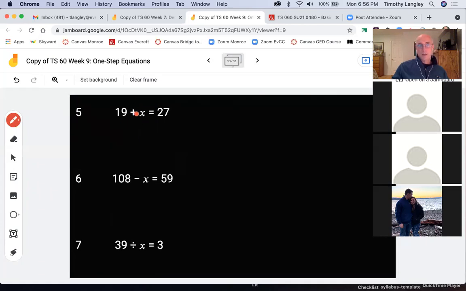This is plus, right? I'm just going to subtract 19 from this side. I'm going to subtract 19 from this side. That leaves me X equals 27 minus... what am I doing? 27 minus 19, what does that equal? I'm trying to do that in my head. I think it is 8. Okay, real fast. Hopefully I did that correctly.